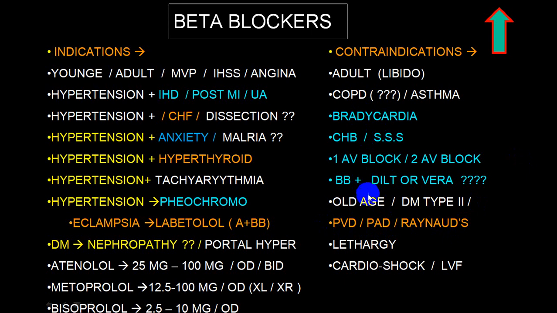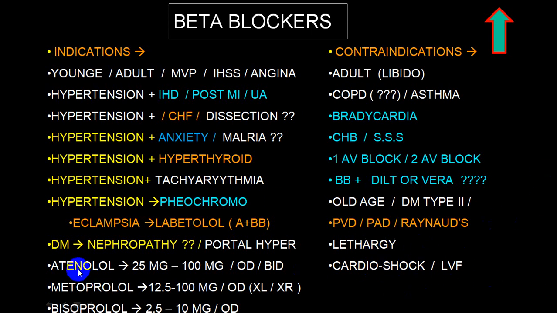These are absolute contraindications. By and large, don't use it if a person has COPD or asthma. But even in these cases, nowadays they are being used because we have selective beta blockers. It can increase lethargy. It can worsen left ventricular failure or cardiogenic shock. So in this group also, sometimes it is not utilized.